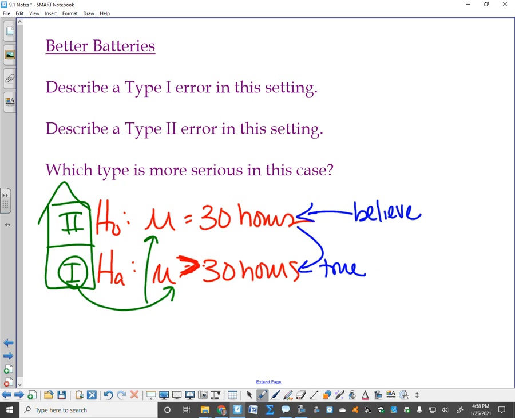Which one is more serious? In this case, I would say the first one, because the first one is going to damage my reputation. The second one just means there's money to be made and I'm not making it. But it doesn't hurt my reputation as a battery producer. The first error makes me put bad product into the public's hands. And to a company, that's the kiss of death.